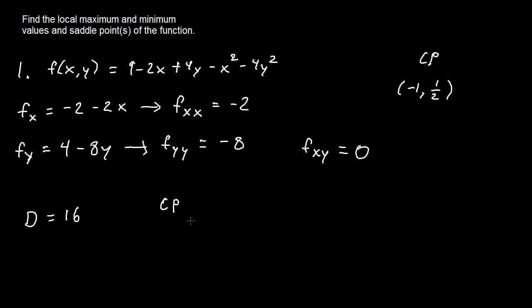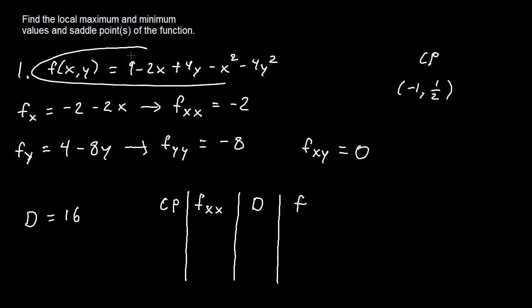We need a critical point column to list our critical points. We need f sub double x. We also need the value of d. And then we need the value of the function when we plug the critical point that we found into the original function.